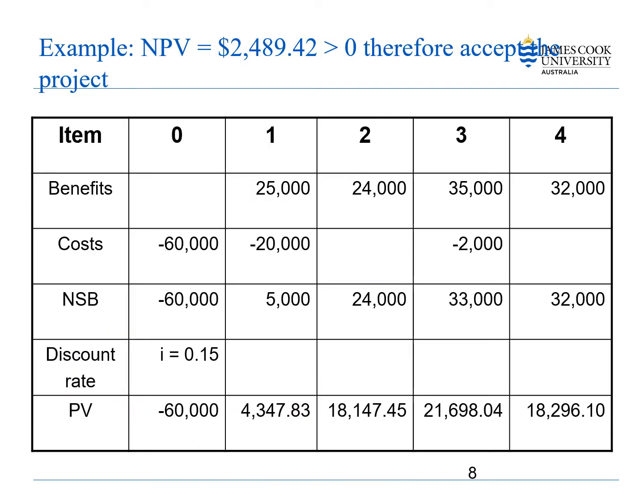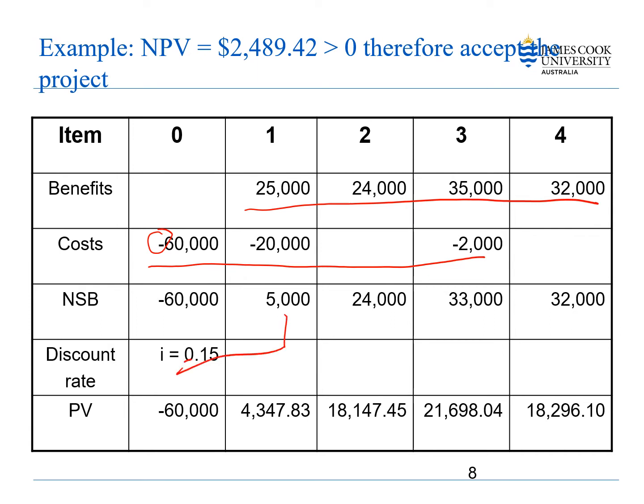Let's look at examples. Here's one project that lasts for 4 years. Benefits are this, cost is this. So we can calculate net benefit for each year, and cost is negative. We put negative because it's a cost. Net benefit of year 1 is 25,000 minus 20,000, so it's 5,000. 24 for year 2, 35 minus 2, 33 for year 3, and 32 for year 4, and then discount it back.